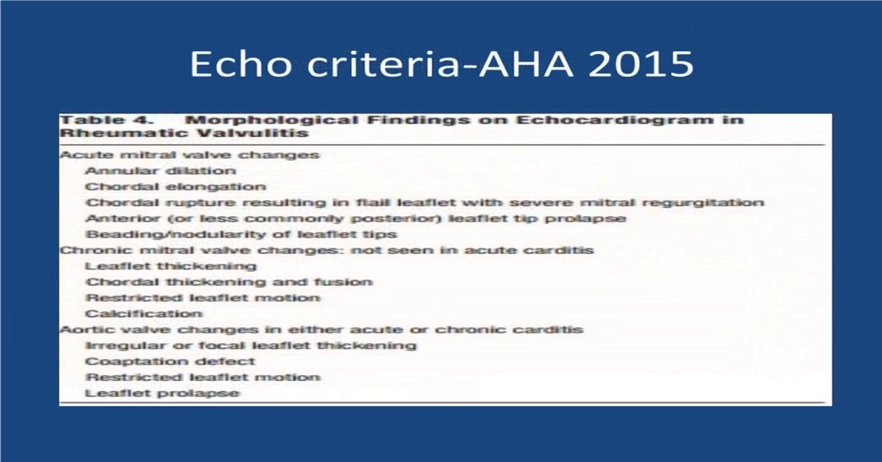There is another echo criteria which was published by the American Heart Association in 2015, where you can get involvement of acute mitral valvular changes, chronic mitral valvular changes and aortic valvular changes, which can be either acute or chronic, and depending upon that you can label that as rheumatic fever.